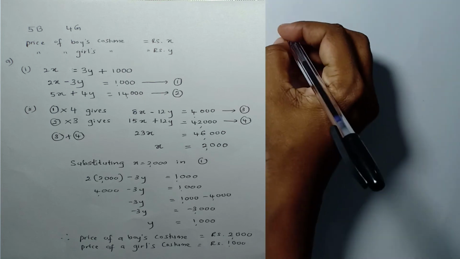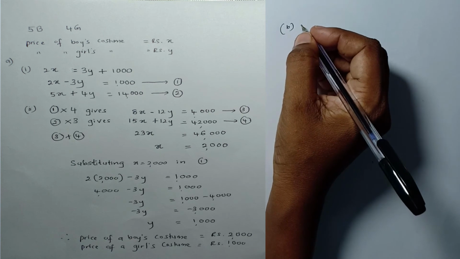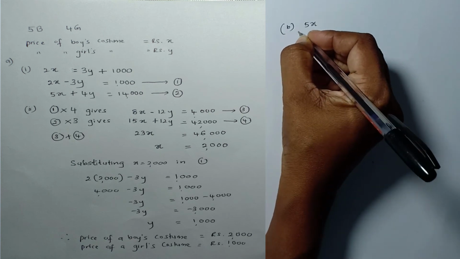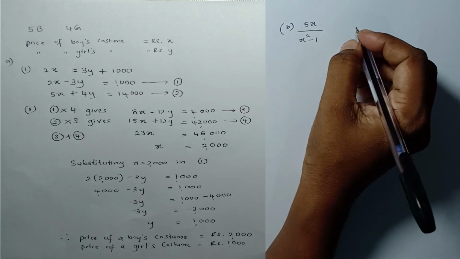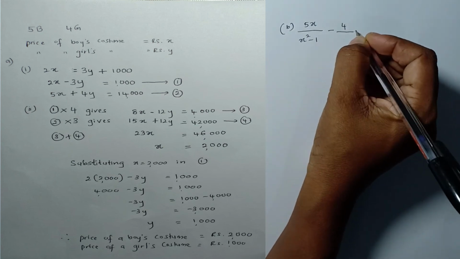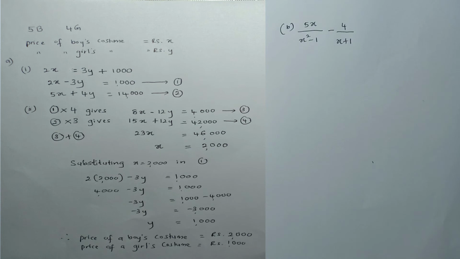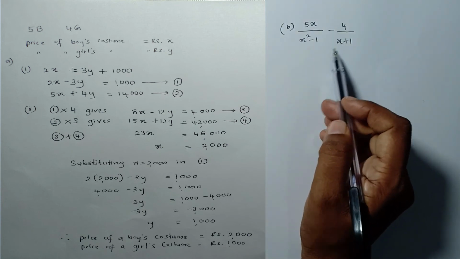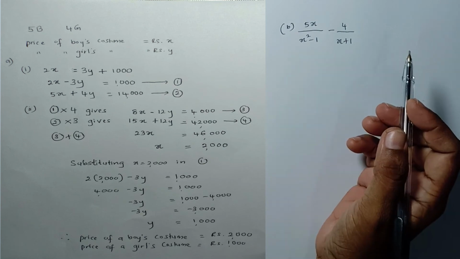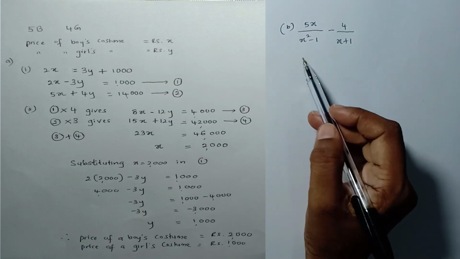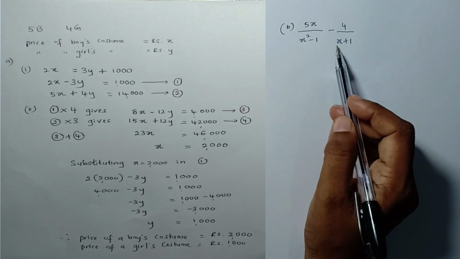Part B of the question. Simplify these two fractions: 5x over x squared minus 1, minus 4 over x plus 1. How do you simplify this fraction? First you have to find the common denominator of these two fractions. For that you have to find the lowest common multiple. How do you find the lowest common multiple of these two?